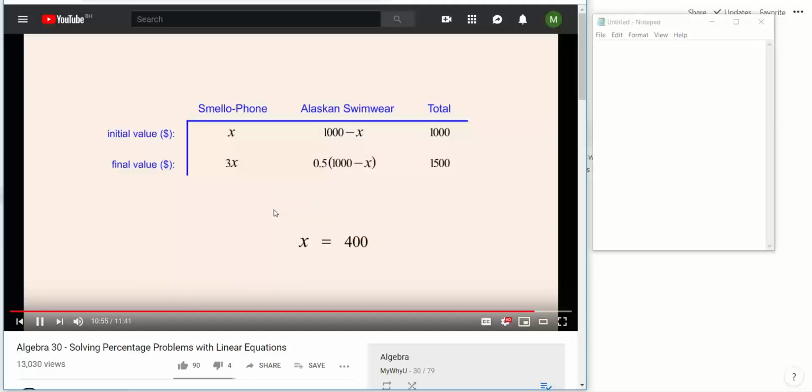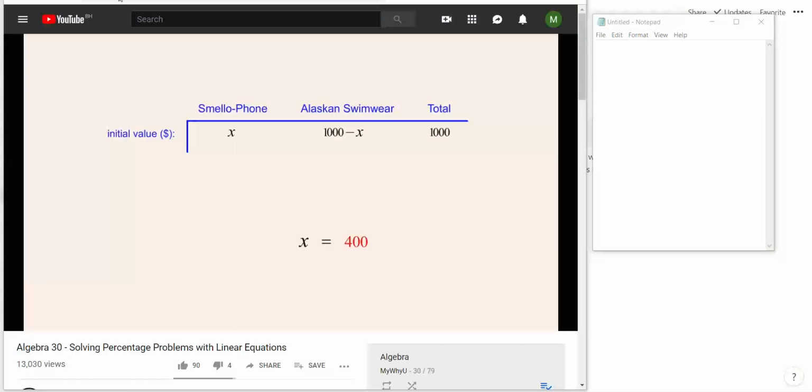Now we can substitute to find the size of each initial investment. We see that Adrian's initial Smellophone investment was $400, and her initial investment in Alaskan Swimwear was $1,000 minus $400, or $600.